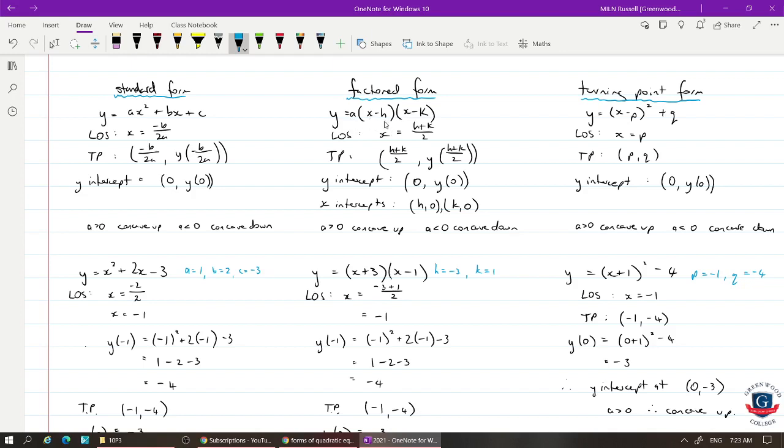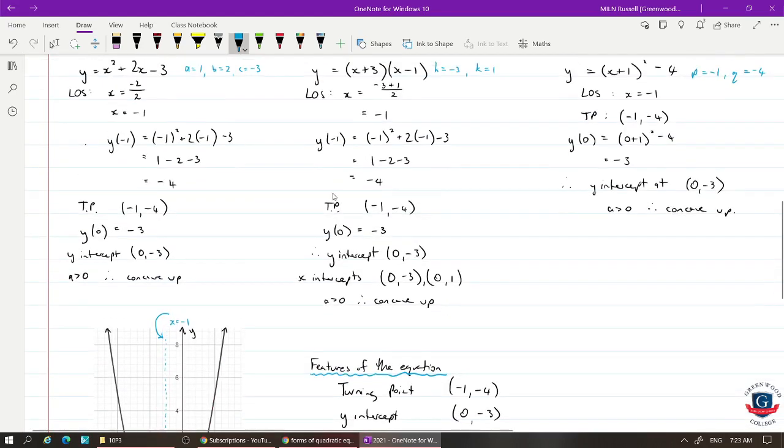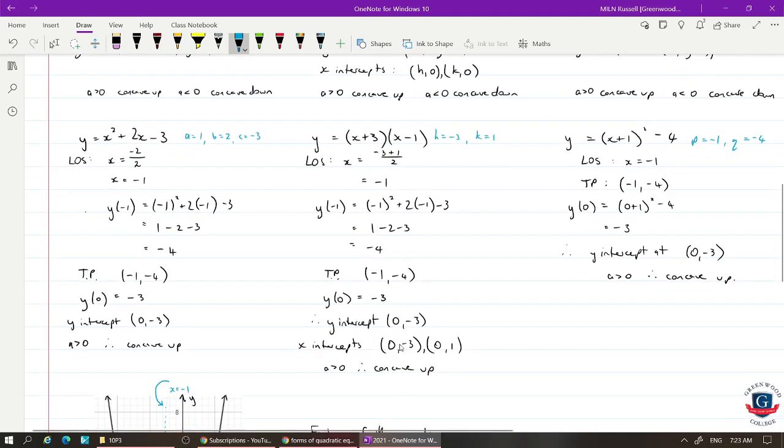In here, to make 0, it's the opposite value of whatever h is, and the same for k. So if y equals 0, it's going to give us these 2 points here. In the case of this equation here, x would be -3 or x would be 1. So that will give us the two x-intercepts.